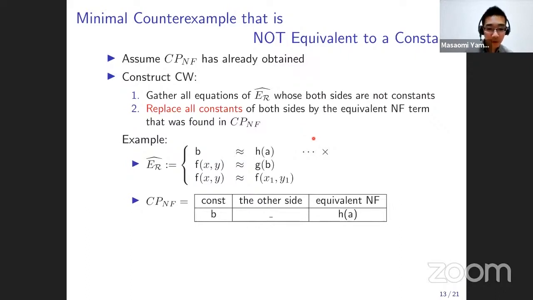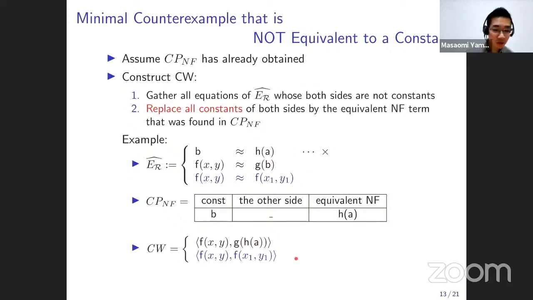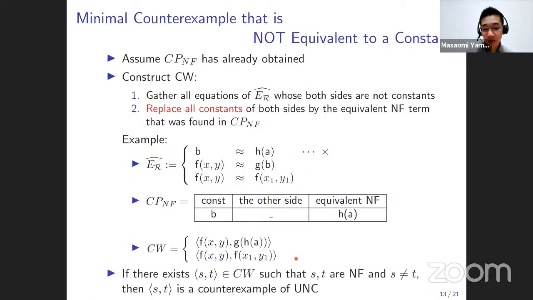For example, we want to replace this B. So look up B in CPNF. Here, we assume HXA is the equivalent normal form term of B, so replace B by HXA. Now we obtain GHA, so add it to C_W. The third equation of R-hat has no constant, so add this as it is. And here, if there exists (s, t) in C_W such that s and t are normal forms and s is not equal to t, then (s, t) is a counterexample of UNC.